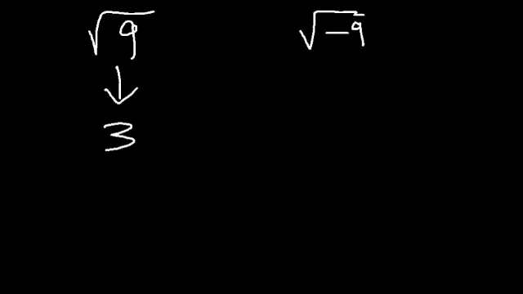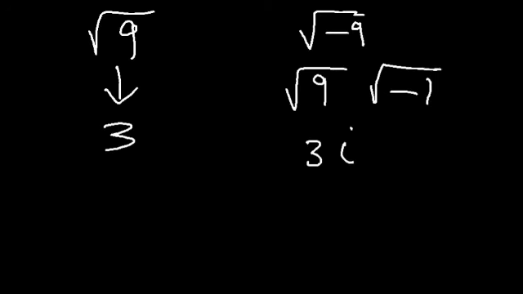So go ahead and simplify these two numbers, the square root of 9 and the square root of negative 9. The square root of 9 is simply 3. The square root of negative 9 is the square root of 9 times the square root of negative 1. The square root of 9 is 3, and the square root of negative 1 is i. So you get 3i.